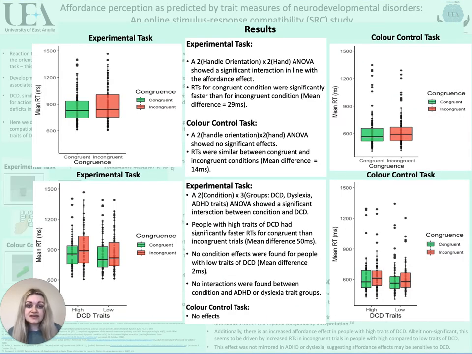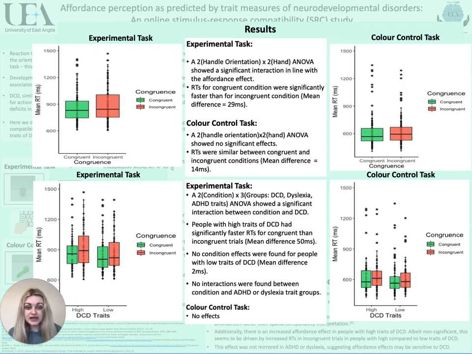We found that in the experimental task there was an affordance effect, represented by significant interaction between handle orientation and response hand, with significantly faster RTs for congruent over incongruent trials. We can argue that this is due to affordances and not spatial compatibility, as there was no such effect found in the colour control task.